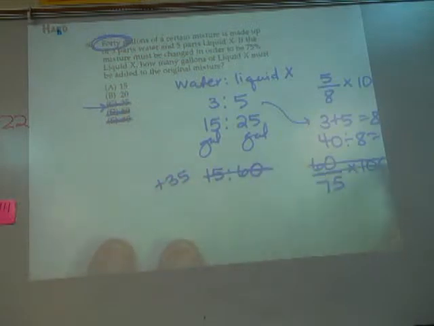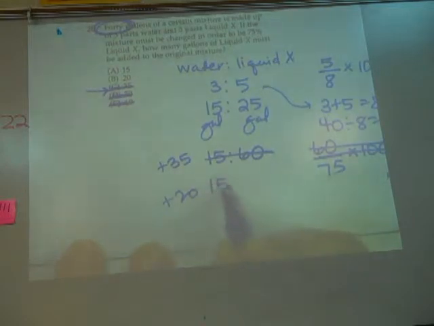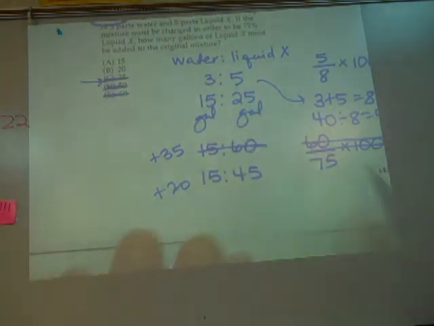Alright, that doesn't work. So what if we add 20? Then we would have 15 gallons of water and 45 gallons of liquid X, right? Because we're adding 20 to the liquid X. So we have 45 out of 60.